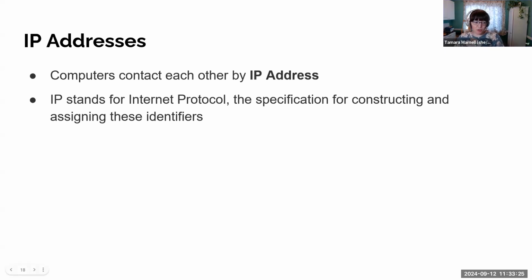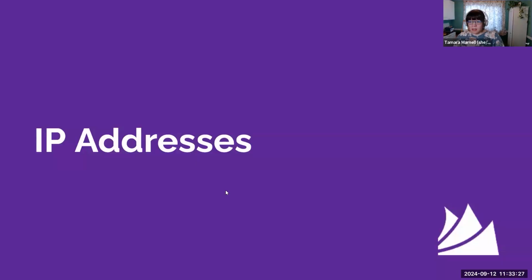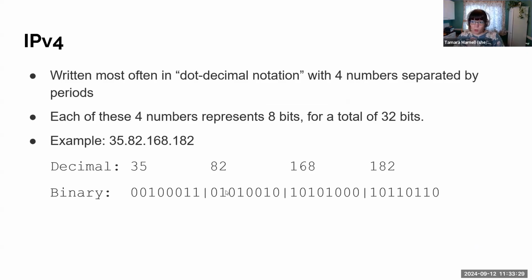So there's actually two versions. IP version 4 is the one you're probably most familiar with. It's the one that has been around since the 80s or 90s. And it's written in dot decimal notation. You'll recognize it something like this: 35.82.168.182. Always 4 numbers. Each of these 4 numbers represents 8 bits. So it's a total of 32 bits.